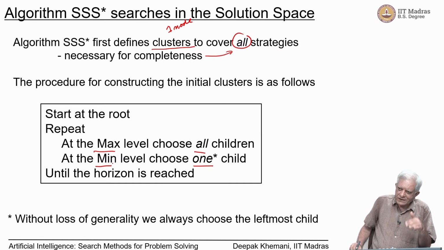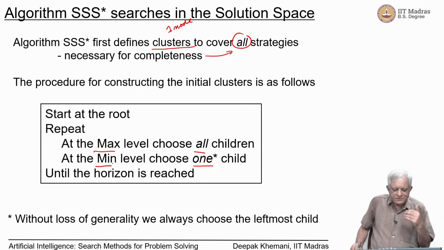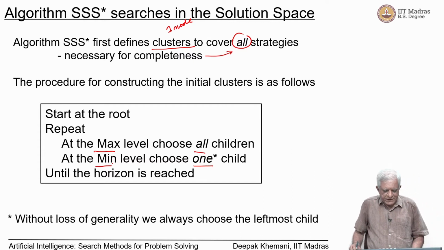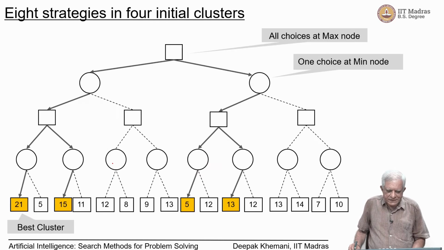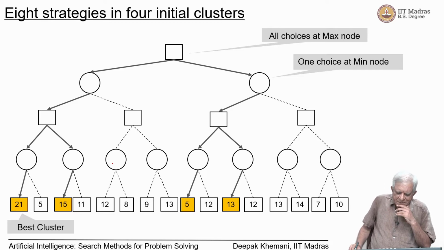So, what we are looking for here is a set of clusters which will cover all strategies, and because we want to cover all strategies, at every max level you must choose all nodes essentially, and at the min level we choose only one, because we just want an estimate, we want an upper bound on the value of the strategy. So, this is the process of starting the search, which is to find all the clusters in the game tree essentially.